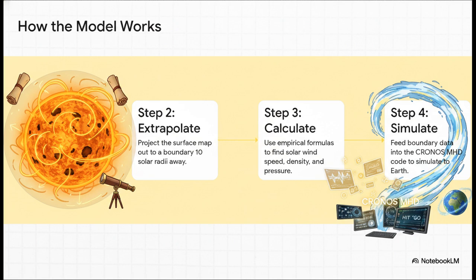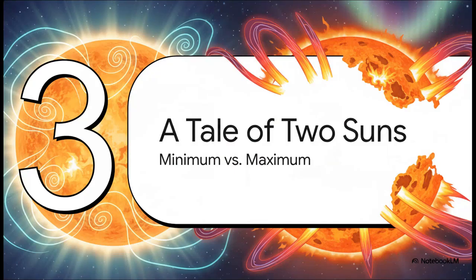Then, at that new boundary, they use known physics to figure out the speed, density, and pressure of the solar wind as it crosses that line. And finally, the fun part, they plug all of that into the simulation, hit go, and let the supercomputer calculate the entire journey, all the way from the sun to us. And the results? They are absolutely stunning. Let's take a look at what the simulation spit out for a quiet sun versus a really active one.